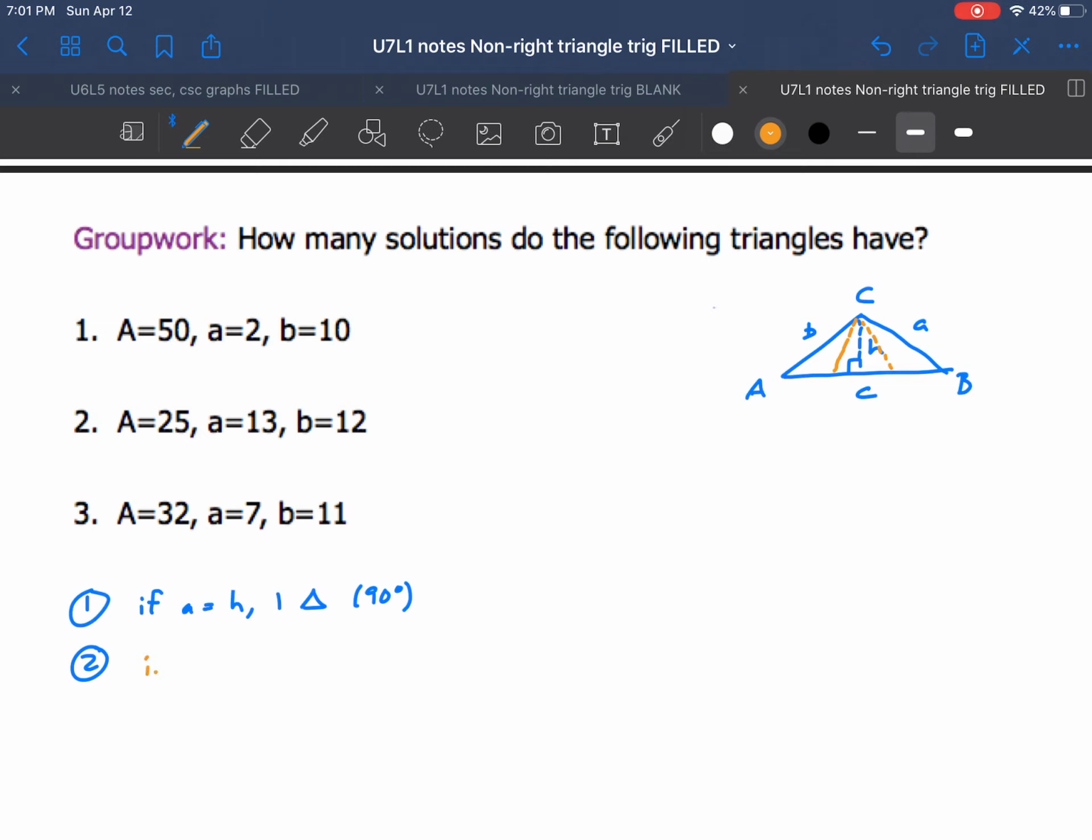So I'm going to say if A is bigger than H, but here's the thing, it has to be smaller than B. It can't be bigger than that side. But if this happens, then we have two triangles. And I should say then we'll have one acute angle and one obtuse, I guess that would be for angle B.